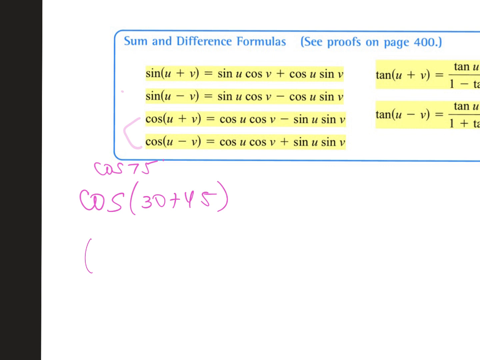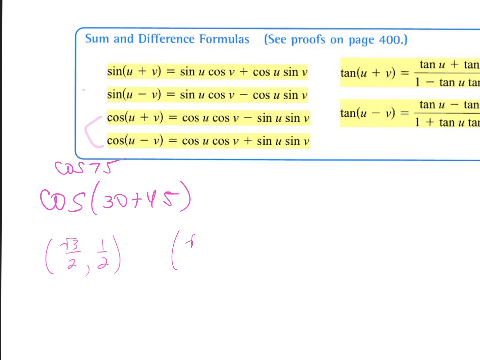Pi over 6. Okay, what's the ordered pair? Square root of 3 over 2 and 1/2. Okay. What is the ordered pair at 45 degrees? Look at your unit circle. Square root of 2 over 2.